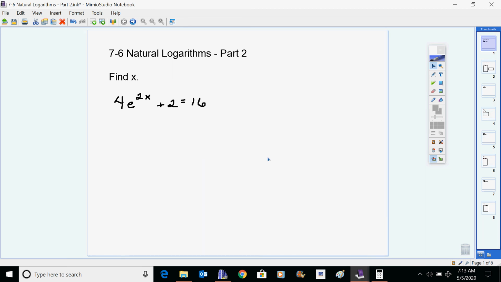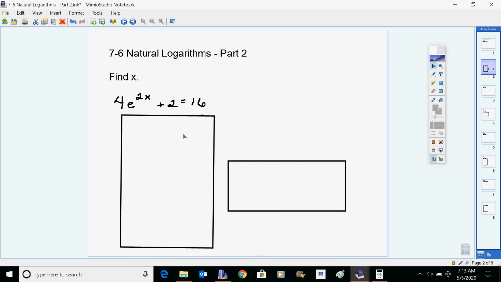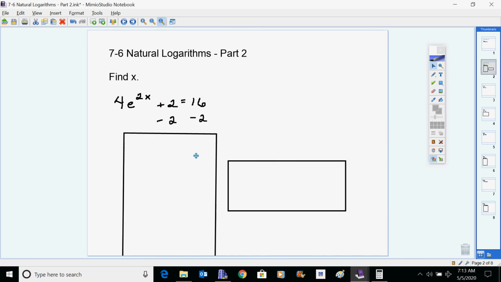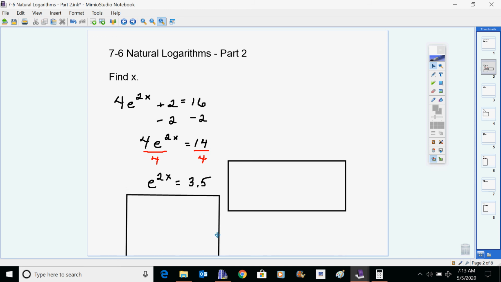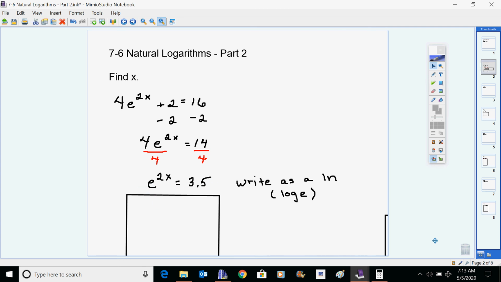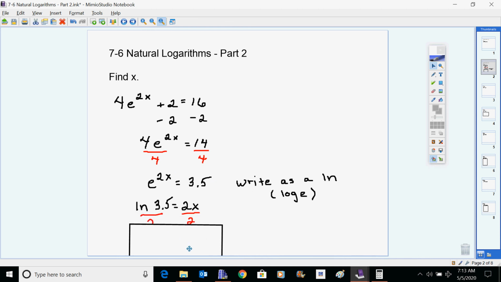When you're trying to solve, it's not in natural log form, but you can use natural logarithms to solve. So what we can do now is subtract 2 from both sides, then divide by 4. You treat your e to the power as your actual variable. And then this is a base e, so you are thinking, okay, log base e, or natural log of 3.5 equals 2x. Natural log of 3.5 equals 2x.